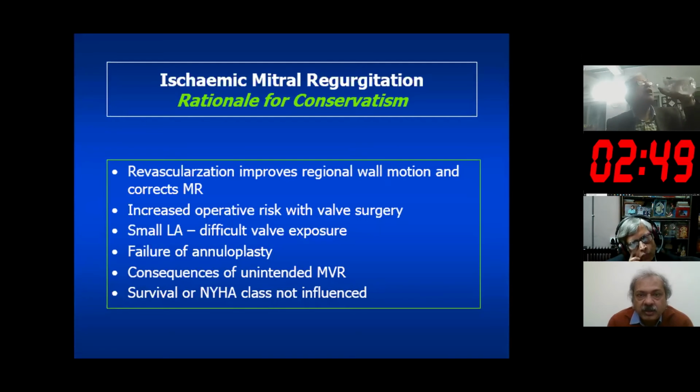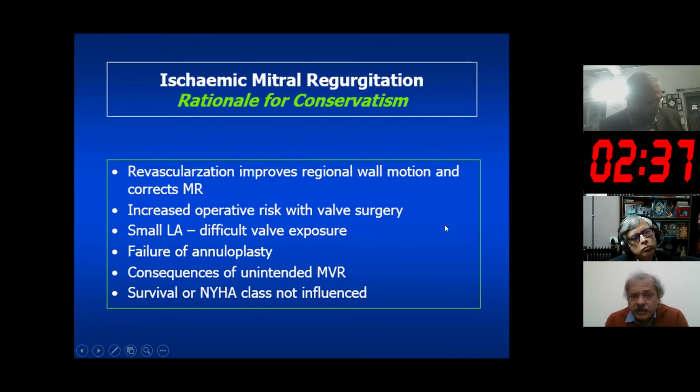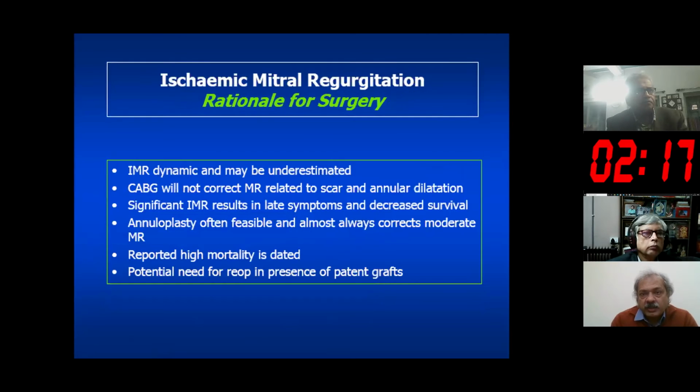Now, there are two schools of thought in ischemic mitral regurgitation. One is the rationale for conservatism, and another is the rationale for being aggressive. The rationale for conservatism is that revascularization improves regional wall motion and corrects MR, increased operative risk with valve surgery, small LA difficult to expose, failure of annuloplasty, consequences of unintended mitral valve replacement, just in case you have to land up with the replacement. Survival and NYHA class are not influenced. These are basic facts on which the rationale for conservatism exists.